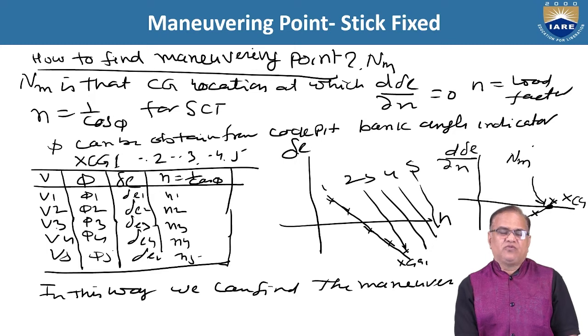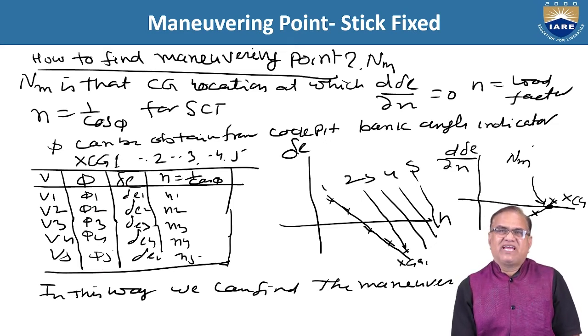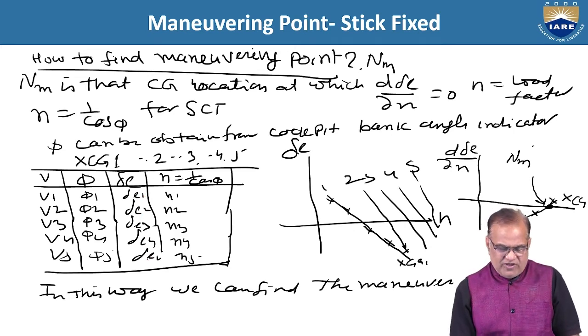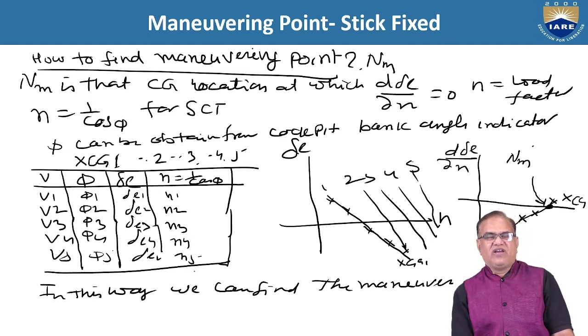For each CG location, we have to set the velocity V1, V2, V3, V4, V5, and then we have to set the trim settings. From here, we can get how much delta E is required: delta E1, delta E2, delta E3, delta E5. So we know that N is equal to what? 1 by cos phi. So here we can get N1, N2, N3, N4, N5.